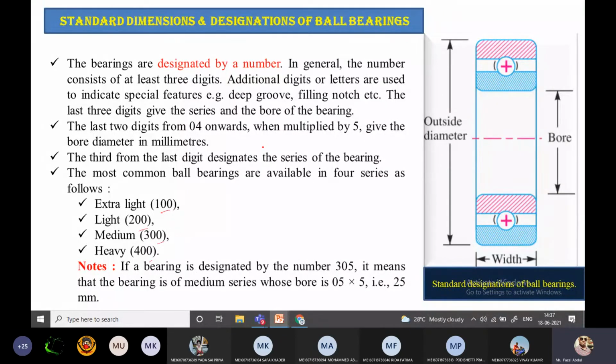The last two digits give the bore diameter. Suppose we have 305, for example. A number is given. So this is the bearing designation number 305. What is the diameter for this 305 series bearing? Every time we have to multiply the last two digits by 5, and that gives the bore diameter for this bearing.